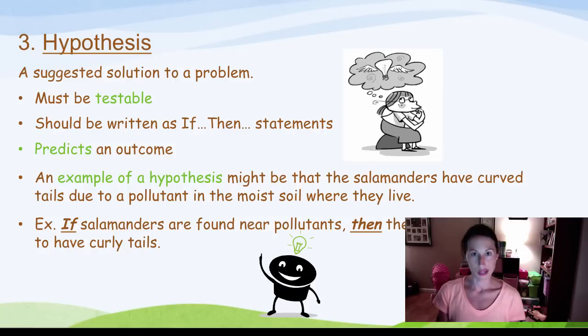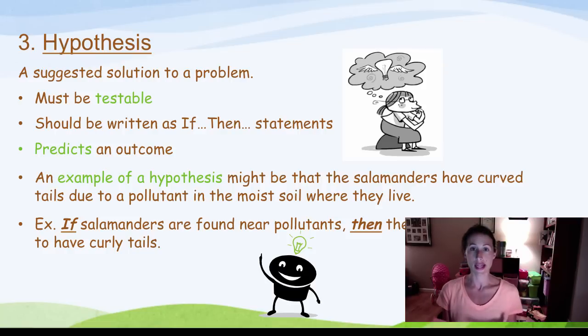The third one is pretty important. It is creating a hypothesis. This is a suggested solution. A hypothesis is an estimated guess. You have a little bit of background knowledge, so you're going to make a postulate, or you're going to create an idea of why you think that might be happening.